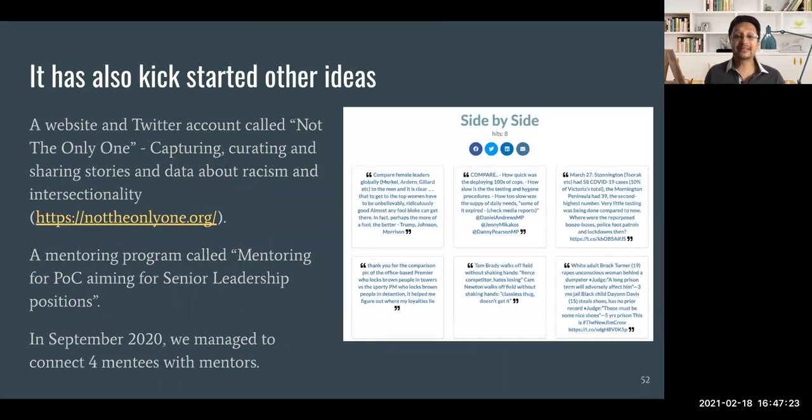This has also kickstarted some other ideas. So there's a website and a Twitter account called Not the Only One, where I'm capturing, curating, and sharing stories and data about racism and intersectionality. And I really like the idea of side by side, where, you know, this is an American version. I'm not sure if you're into sports, but Tom Brady walks off the field without shaking hands, and he's a fierce competitor, hates losing, right?